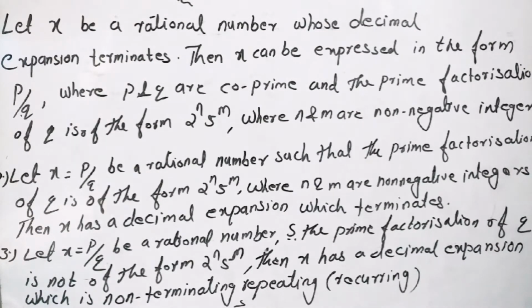Today we are going to discuss the last section of the chapter Real Numbers, that is, revisiting rational numbers and their decimal expansion. In that section we have three theorems.